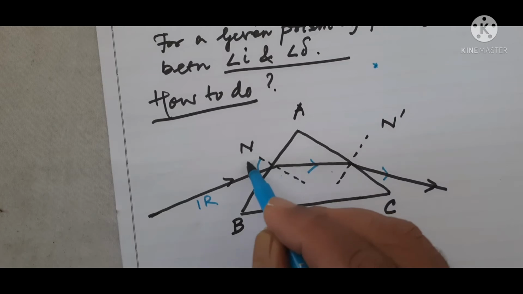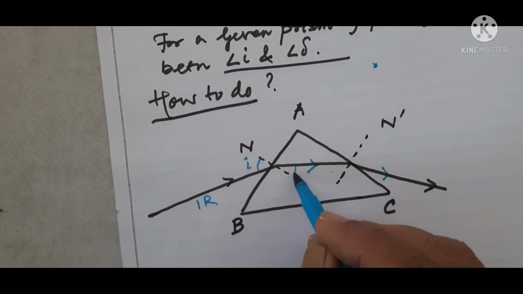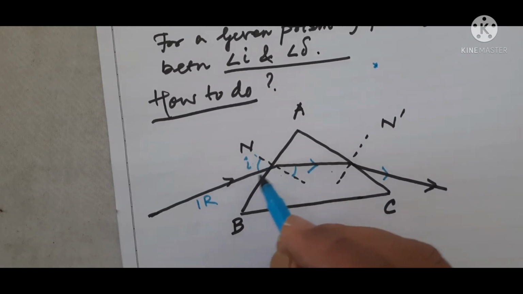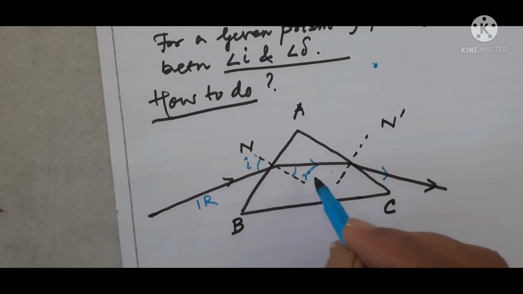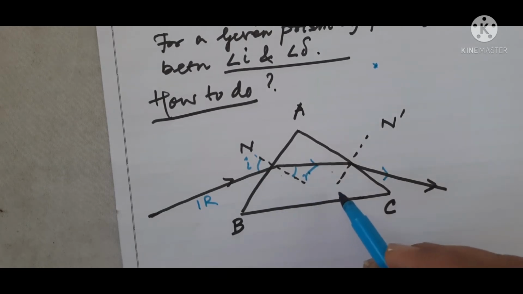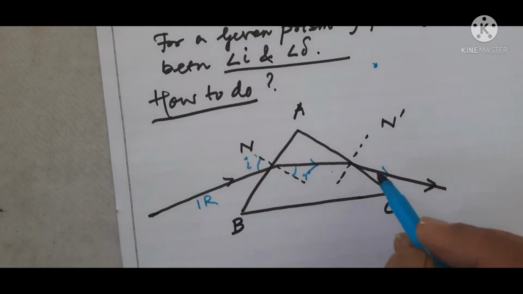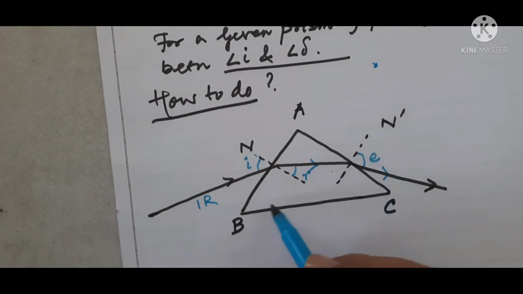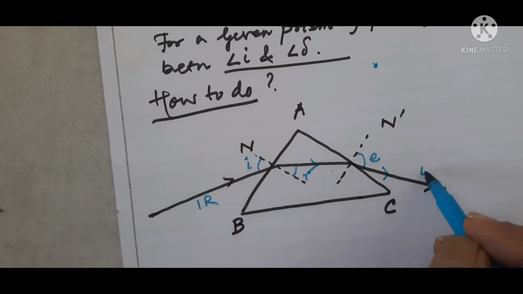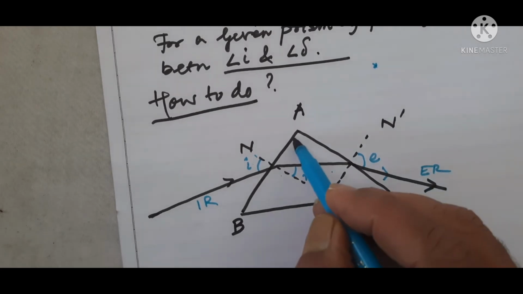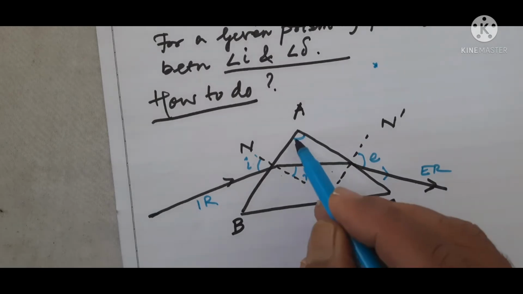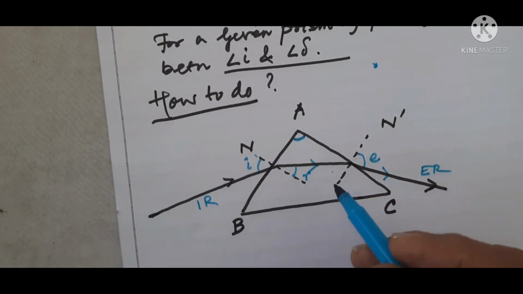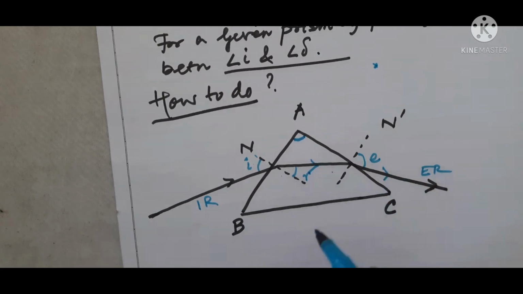This is your angle I, the angle of incidence. This is angle R, meaning the angle of refraction. And this is your angle E, the angle of emergence, right? This is the emergent ray. And this is the angle of the prism. Usually if the prism is equilateral, then it is 60 degrees.